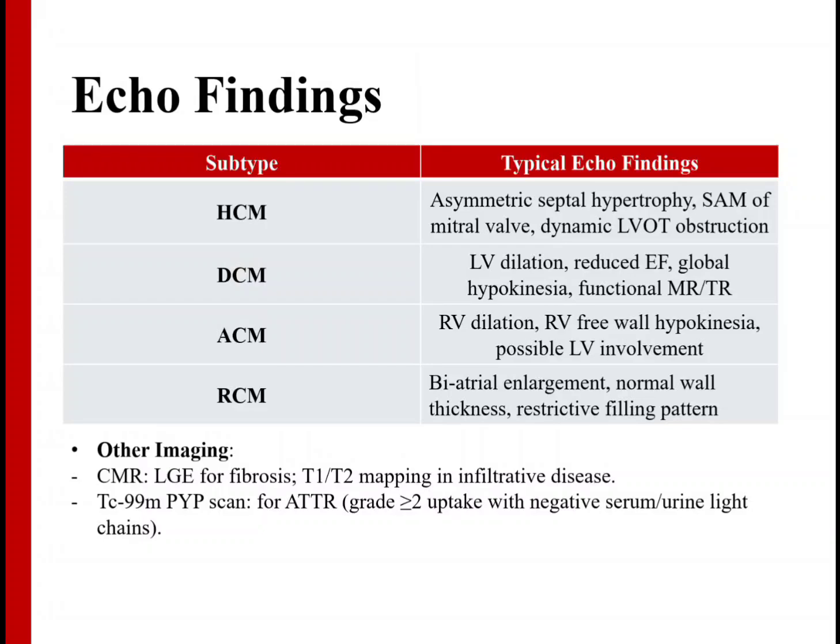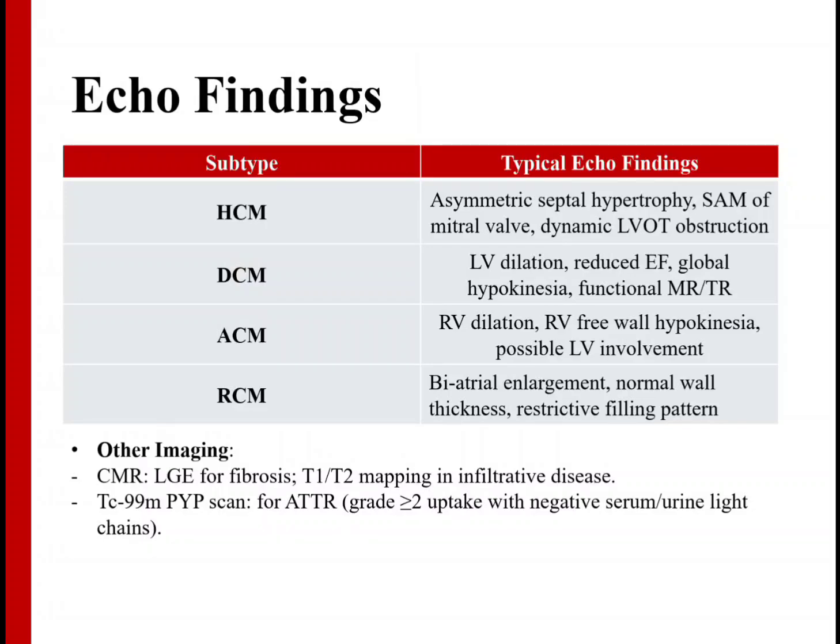In dilated cardiomyopathy, you will find a dilated left ventricle, reduced ejection fraction, as we said, less than 45%, and global hypokinesia. The movement in the left ventricle is slower. You may also see functional mitral or tricuspid regurgitation, as we mentioned, due to annular dilation. In arrhythmogenic cardiomyopathy, there might be right ventricular dilation, akinesia of the right ventricular wall, and the left ventricular involvement is increasingly recognized, although not very significant for now.